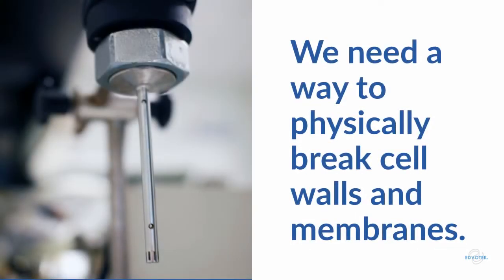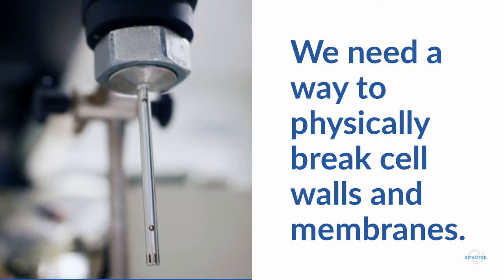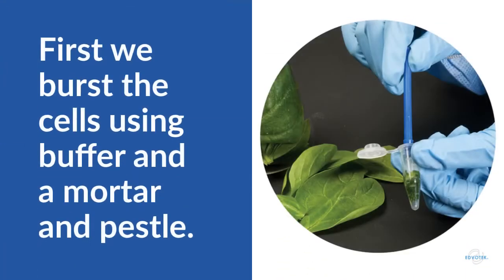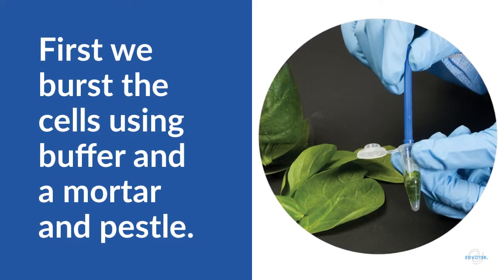Finally, we need a way to physically break the cell walls and membranes. We can use a mortar and pestle to grind the cells, freeze-thaw to rupture the cells by forming ice crystals, or a sonicator, which uses high-frequency sound to break open the cells. Now we're ready to get started. We're going to put our sample in our tube and add our DNA extraction buffer.